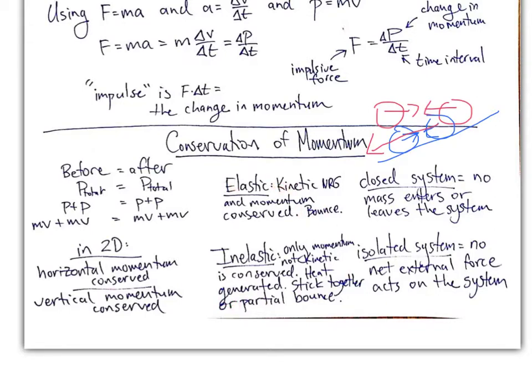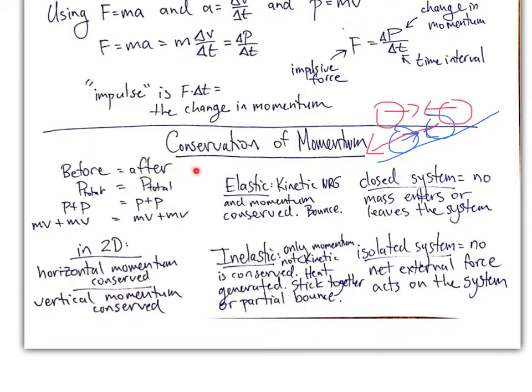This is where both kinetic energy and momentum would be conserved. Whereas in an inelastic collision, it's a car crash or the objects stick together. The baseball player catches the baseball. Okay, it doesn't bounce off his or her head. It can also be a partial bounce.